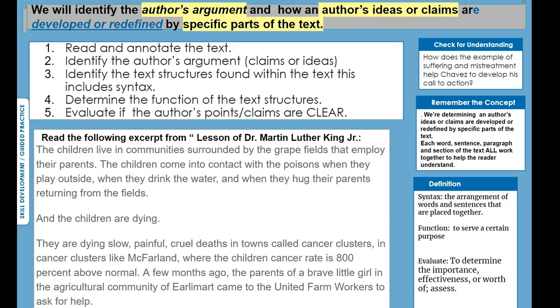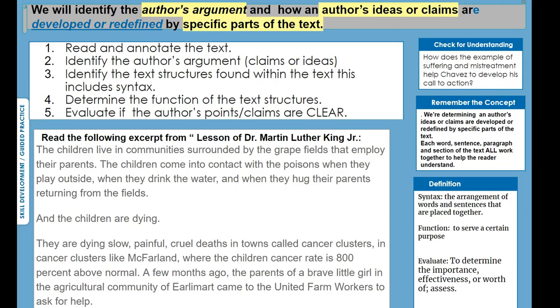All right, I want you to pause right here. You're going to take a minute and read over this particular excerpt. And remember, we're reading this excerpt so that we can annotate it, and we're going to try to identify Cesar Chavez's argument. How does the example of suffering and mistreatment help Cesar Chavez develop his call to action?